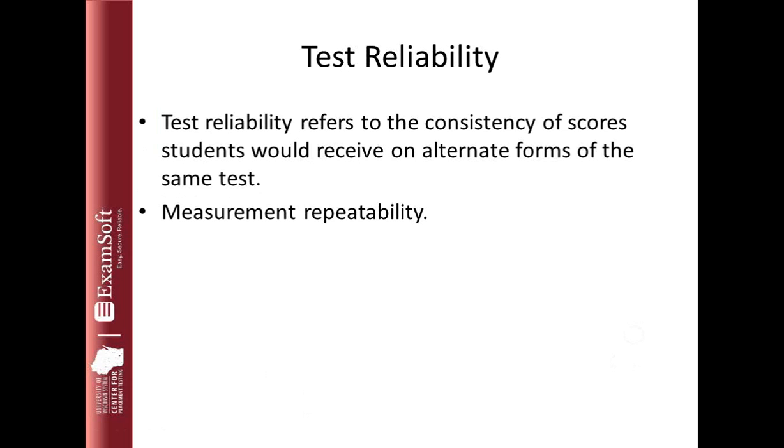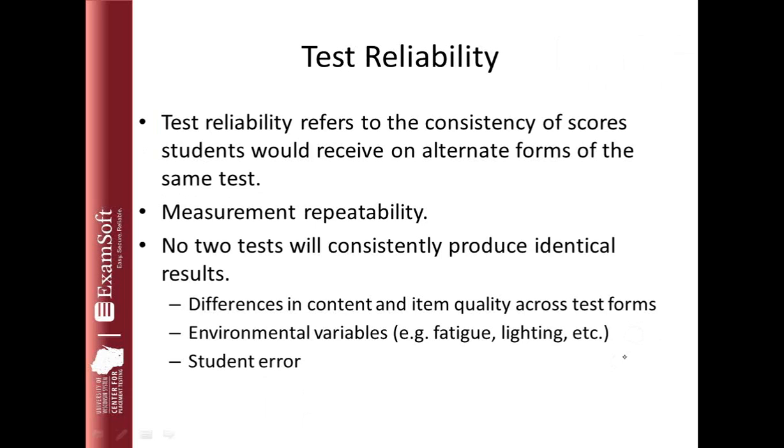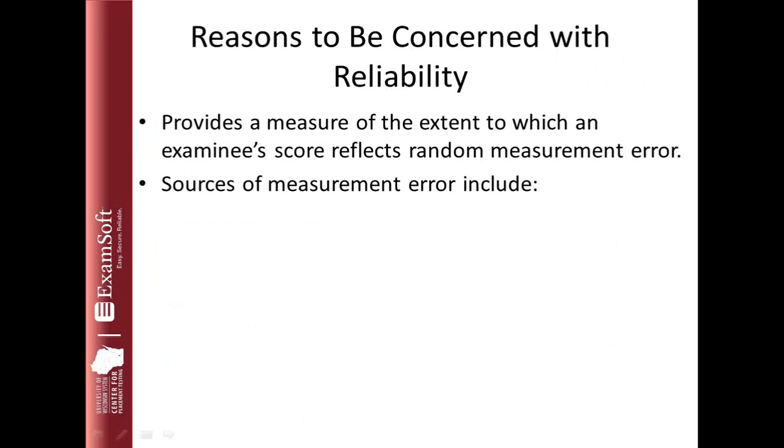These scores, however, are not going to be 100% consistent from one time period to the next, because there might be differences in content or the item quality across different forms of a test. There could be some environmental variables that factor into the testing process, and there can be some student error involved. Every test or every measure that we use has some level of error associated with it. And reliability really provides us a measure to the extent of how much error our test has.